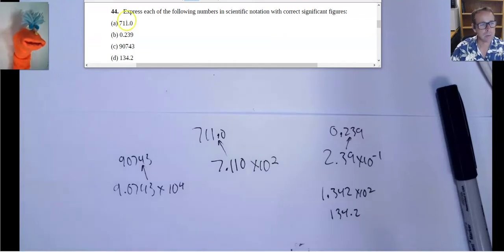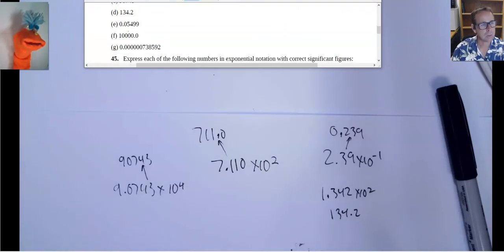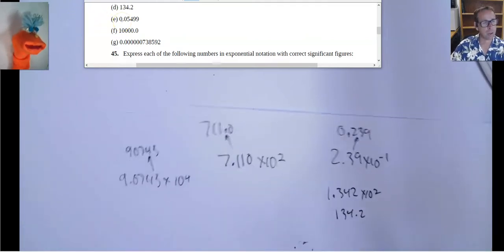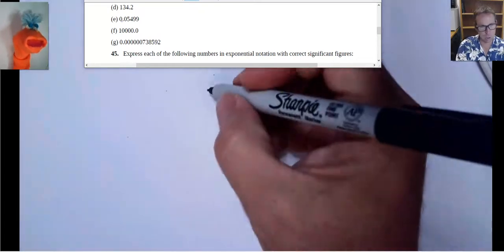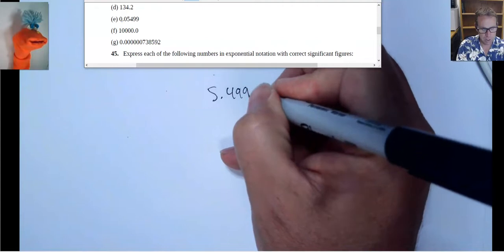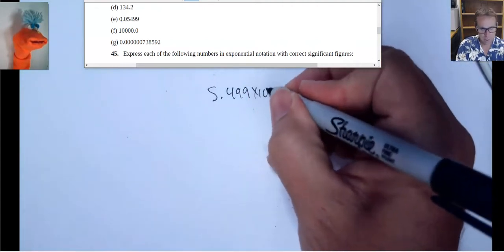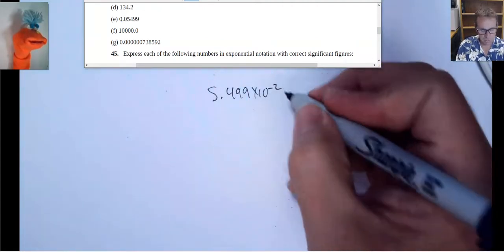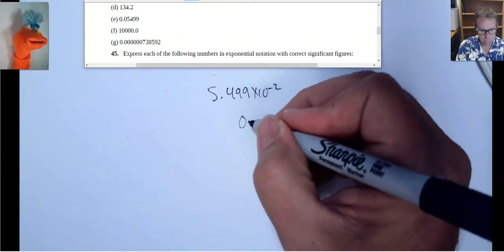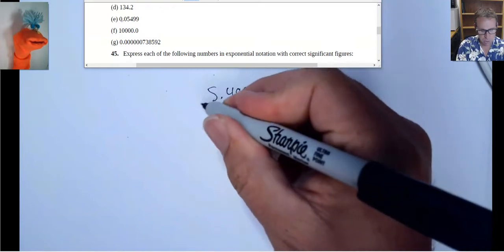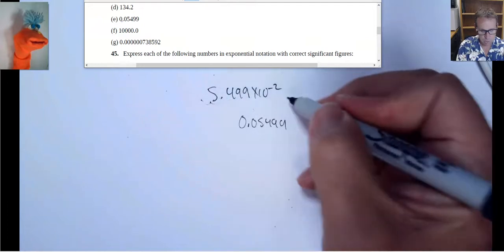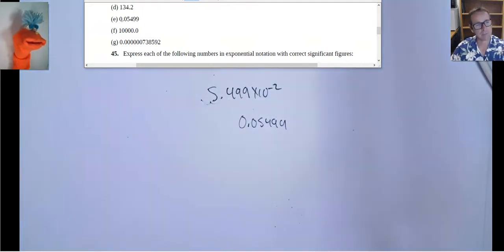There's some more in there, right? How about this one here? 5.499 times 10 to the what? Minus 2? Good. 5.499 times 10 to the minus 2. If we wrote that out the standard form, 0.05499. So I move this over 1, 2, negative 2, and I get that value.